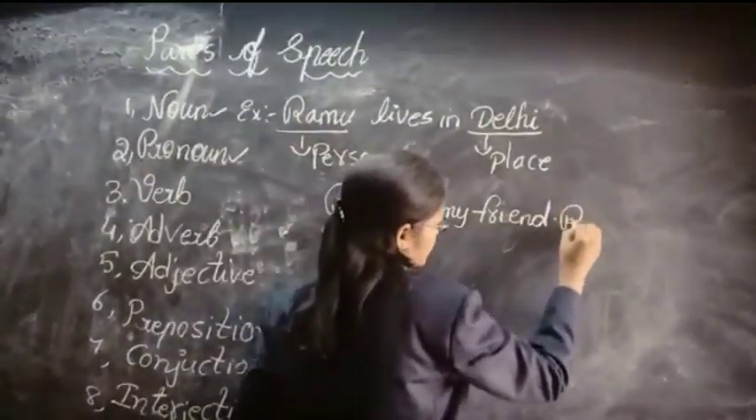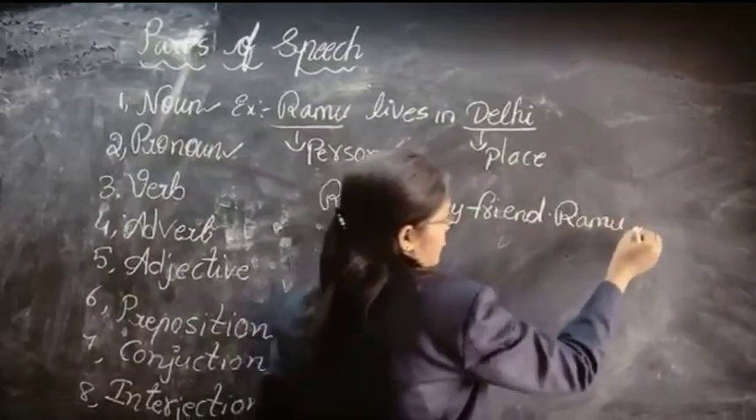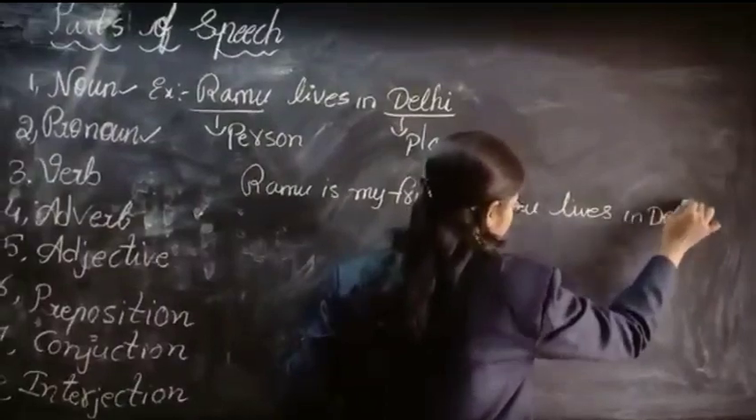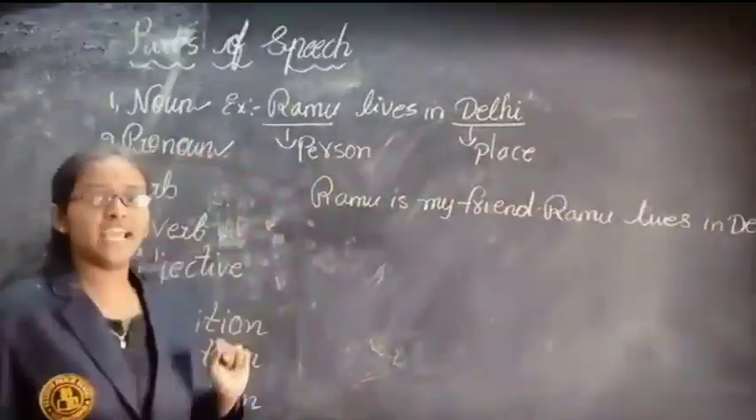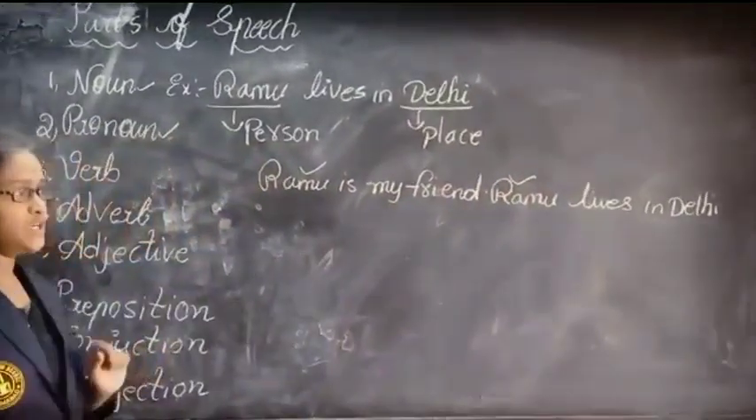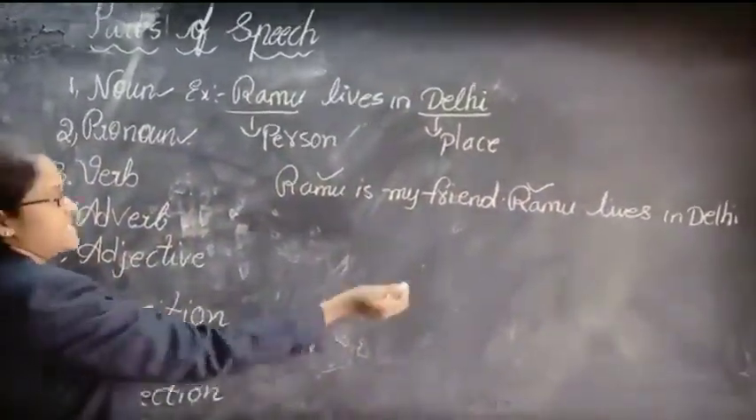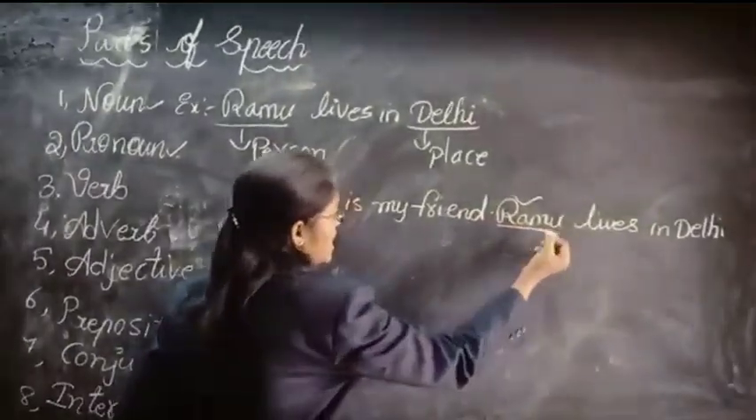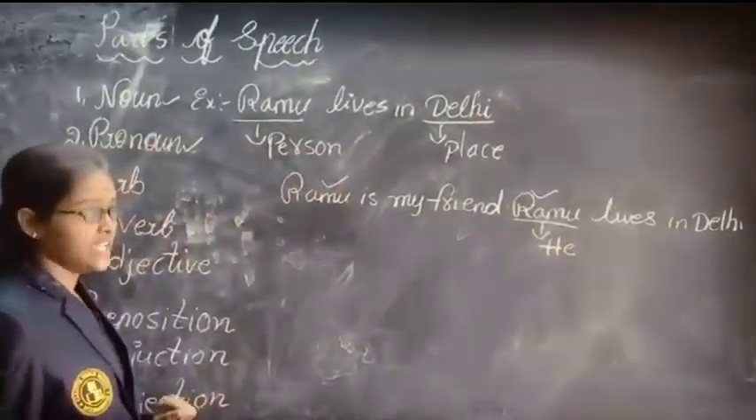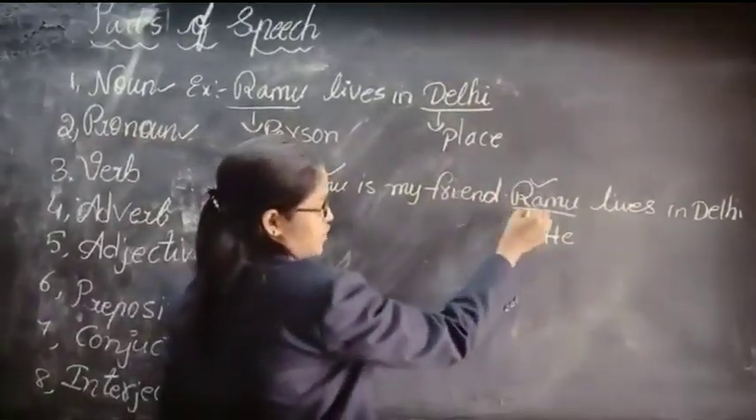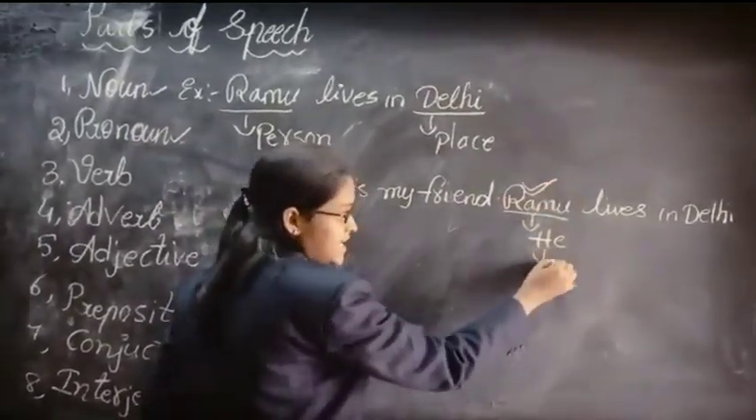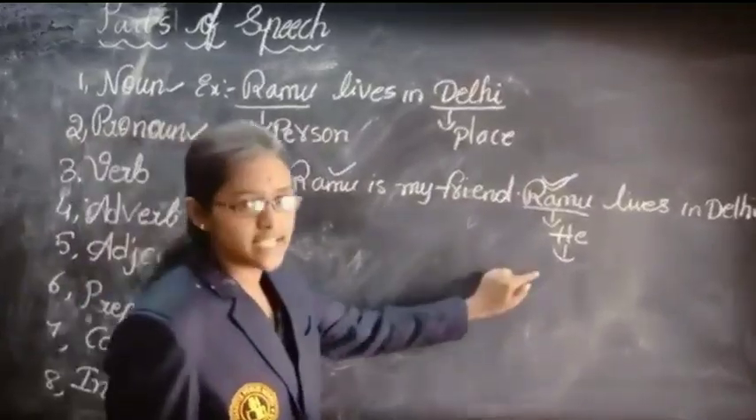Ramu is my friend. Ramu lives in Delhi. In these sentences, we have written the name Ramu two times. So instead of writing Ramu again, we can write he. Why are we writing he? Because to avoid the repetition of this word. Here Ramu is the noun and he is the pronoun.